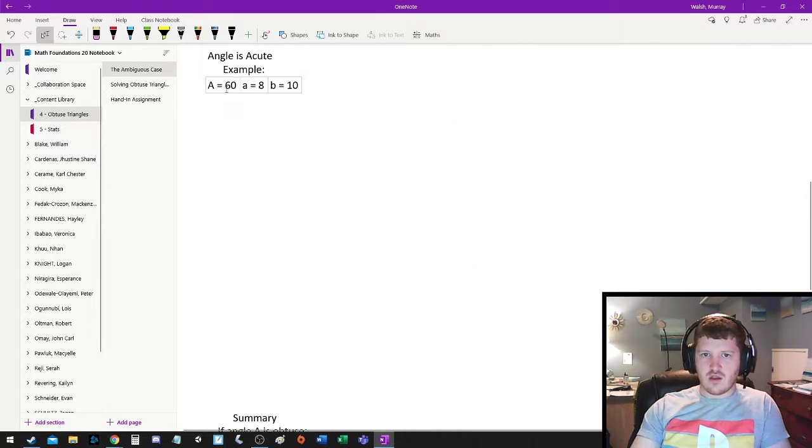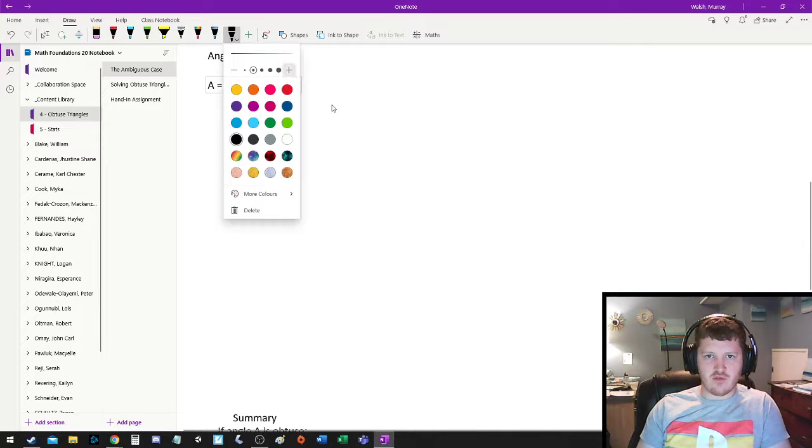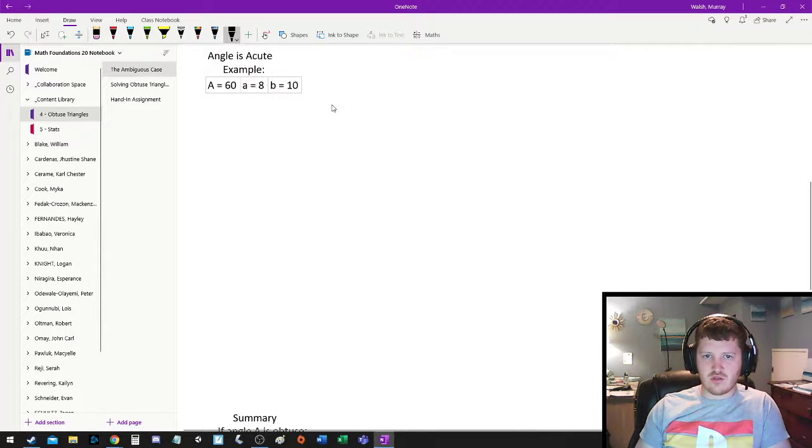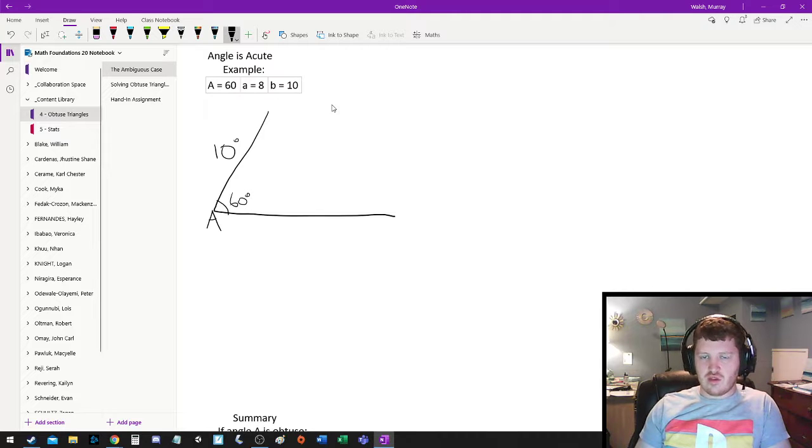Next, we're going to look at what happens if the given angle is acute. So again, we're going to draw our picture. We're going to draw our angle in here of 60 degrees. Side B is 10 again. So this is angle A, this is side B. This side we don't know, this side we do know how long it is, but we don't know exactly where it goes, and then this side will connect with wherever it goes.